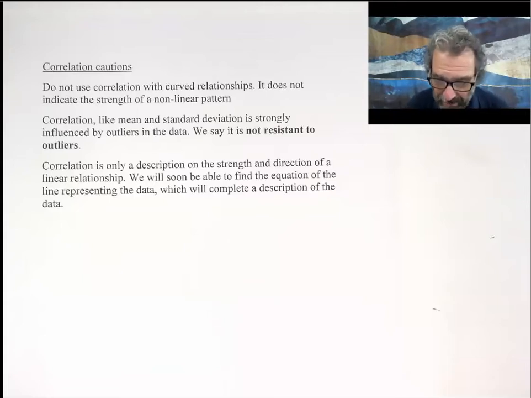Correlation is only a description of the strength and direction of a linear relationship. We will soon be able to find the equation of the line representing the data. So correlation is a description of strength and direction of a linear relationship. If it's linear, maybe we should find the line that best fits the data, and that'll be called the regression line or the least squares line, and we'll be doing that shortly in this section. But right now we don't have it yet. So right now we can use that for just strength and direction, but we'll have a more complete description of linear relationships later when we get the equation of the best fitting line.